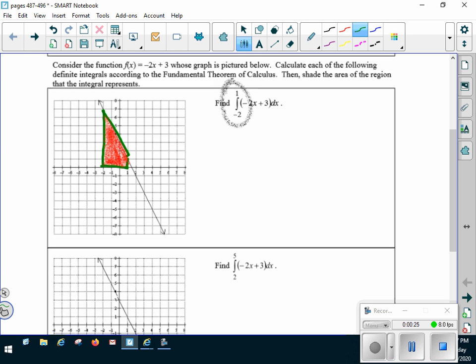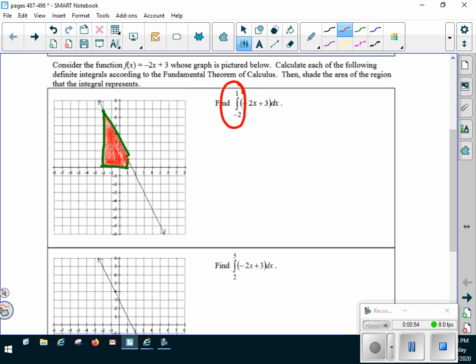So, we're looking at the line y equals negative 2x plus 3. Now, it says to calculate the definite integrals, but we're not going to calculate the definite integral first. What we're going to do is go from x equal negative 2 to x equal 1. We're going to stay above the x-axis, and that's the area I shaded in. And what the students are doing right now is finding the area of that shape. Now, that shape is a trapezoid.